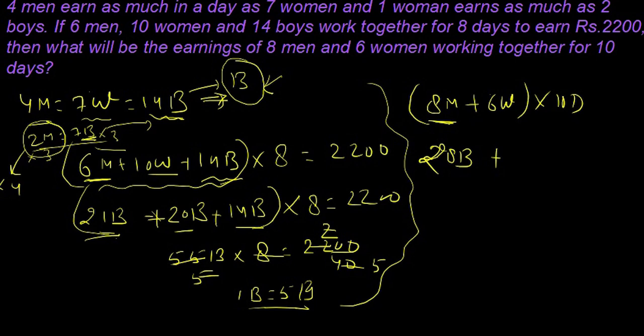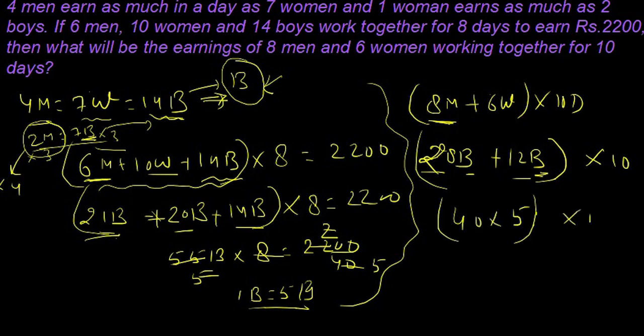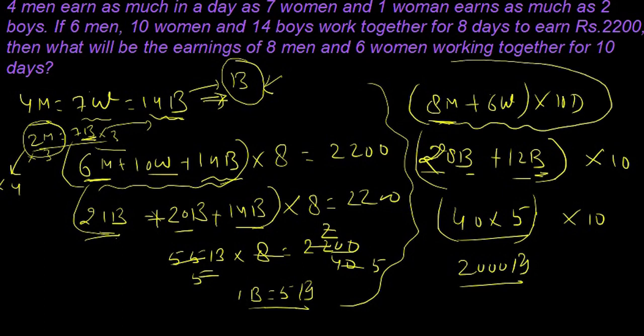1 man, 1 woman equals 2 boys, so this is going to be 12 boys multiplied by 10. Why are we doing so? Because we want to get the values in terms of boys. 28 boys plus 12 boys is 40 boys. Value of one boy is 5 rupees, multiplied by 40 is 200, into 10 is 2000 rupees. So the value of this particular configuration or set is going to be 2000 rupees.